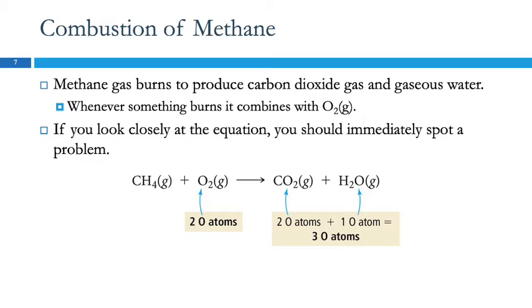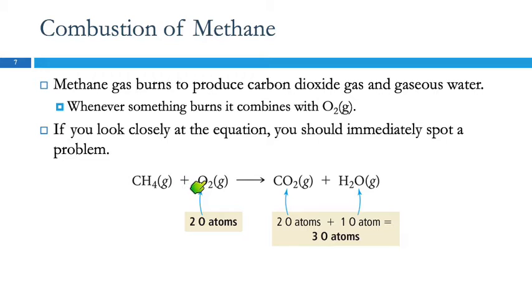Methane is the simplest compound that undergoes combustion, and when methane burns, it produces carbon dioxide and water. So the methane is combining with oxygen. That's a characteristic of combustion: something reacting with oxygen. Here we've got methane gas reacting with oxygen gas, producing carbon dioxide gas and water in the gas state.